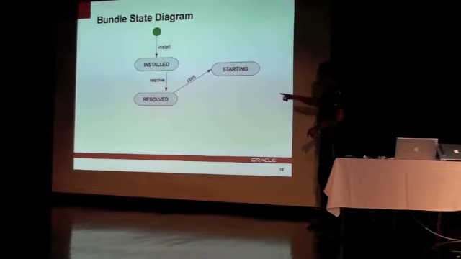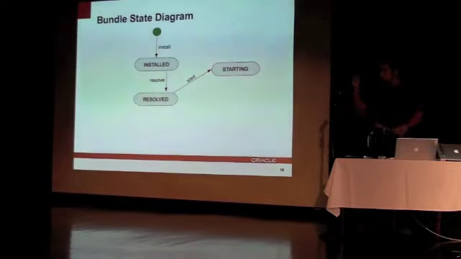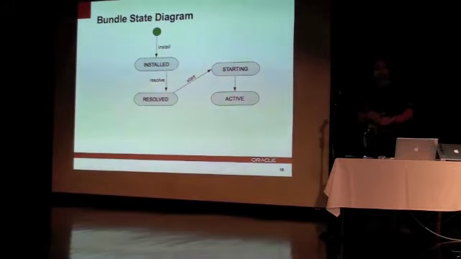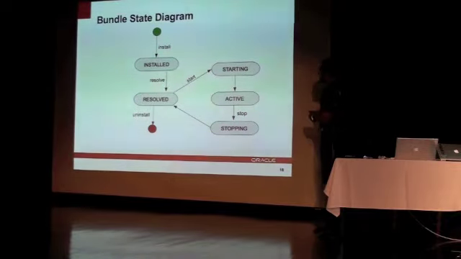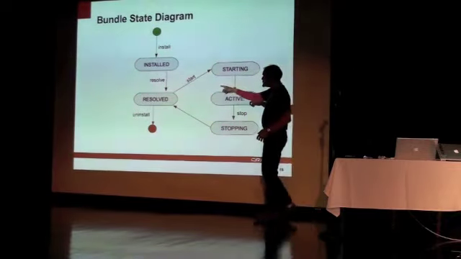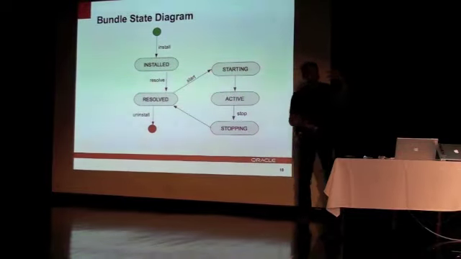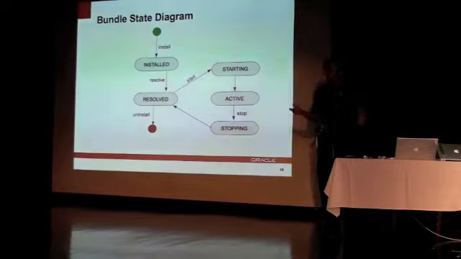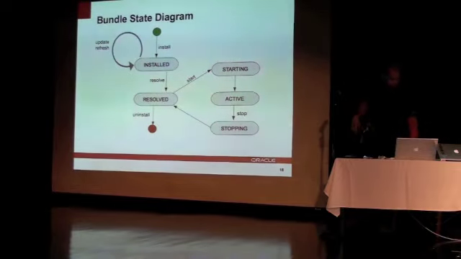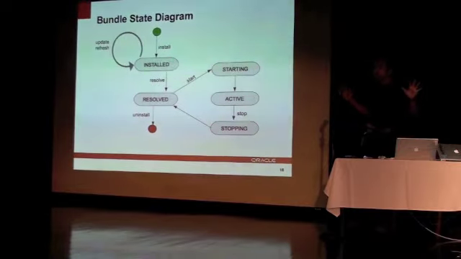Once it's resolved, then you need to explicitly start the bundle. So it goes into the starting phase for a little bit, and then it becomes active. Then you can explicitly stop the bundle, in which case it goes back to the resolved state, and finally you can uninstall it. And as I said, if an OSGi bundle is uninstalled and installed again, it gets a brand new bundle ID. Each bundle can be updated and refreshed. However, in that case, the bundle ID still remains the same.